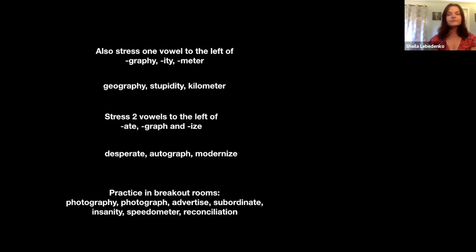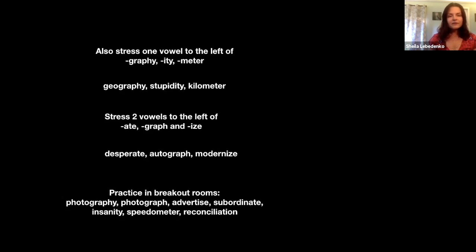Photography, photograph, advertise, subordinate, insanity, speedometer, reconciliation. So when you said insanity, you really had a lot of stress on the N. The N can be reduced. It's right next to san. You only want to stress san. So it's insanity. More san, less in. Okay. One more time. Insanity. Good.